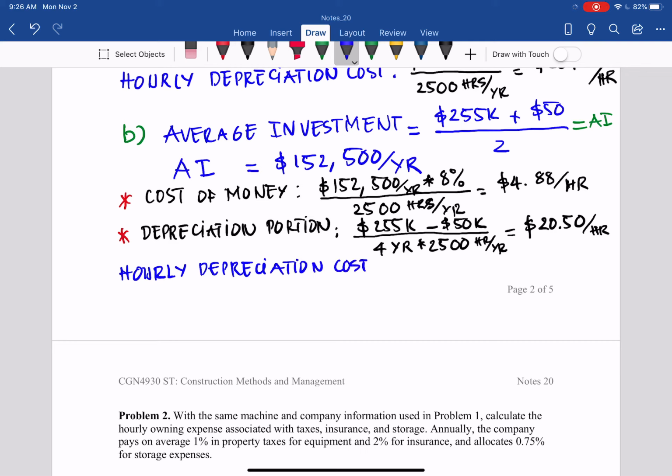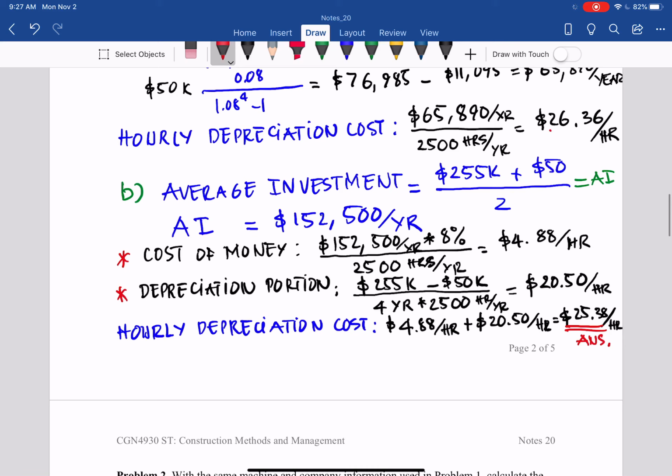We add them up. For the ownership cost, we have the cost of money, the interest, 4.88, plus the depreciation cost, 20.50 per hour. So with that, we get $25.38 per hour. And that is the answer for the average investment method. The answer for the time value of money, the most accurate, is 26.36.